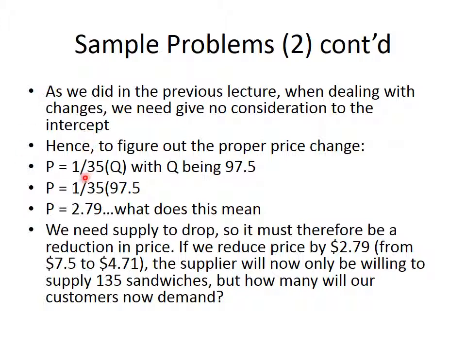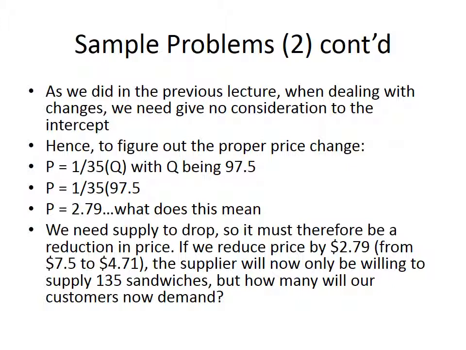Okay? So without the intercept, this is our supply function. Price equals 1/35 Q. That's movement along that line, without reference to where that line is attached to the vertical axis. Does that make sense? I hope that makes sense. Now, Q has to be 97.5. That's what we need to drop supply. All right? Simple enough then. Price equals 1/35 times 97.5. That's 2.79. It's actually 97.5 35ths. That works out to be 2.79.